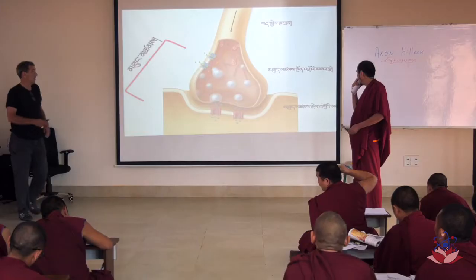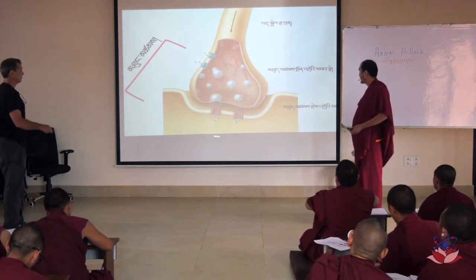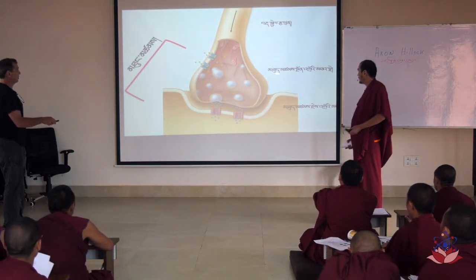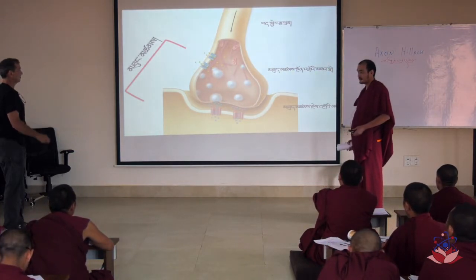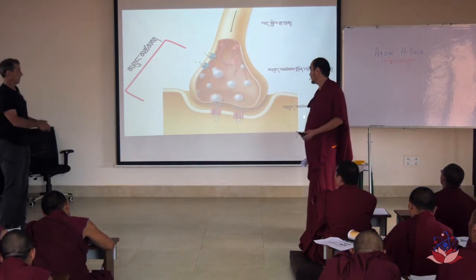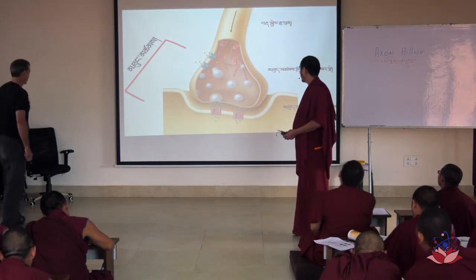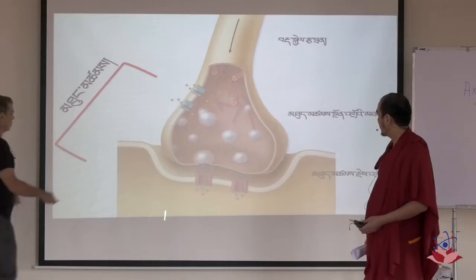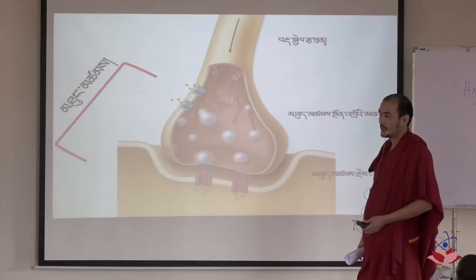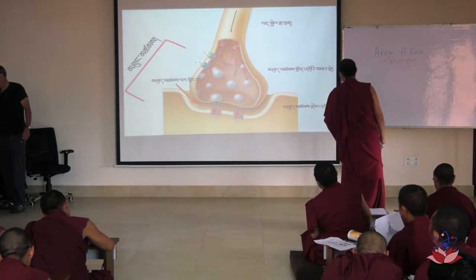Okay, so here we have a synapse. What is this region called? Presynaptic terminal. And this is the? Postsynaptic terminal. Yes. And what is this space called? Synaptic cleft. Correct.